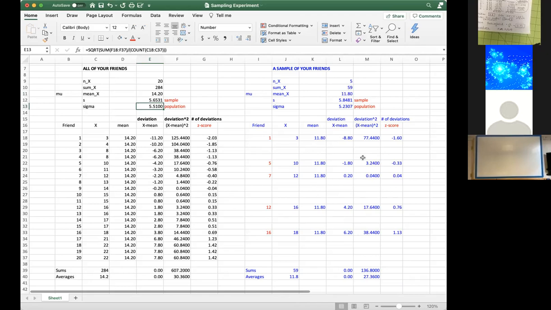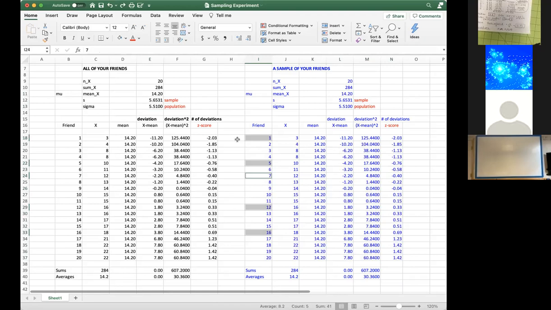But let me go backwards on my spreadsheet here. Let me put back all 20 friends. So I'm going to sample 5 friends. And what did I learn? Sometimes I was close to the real truth. Sometimes I was farther away from the real truth. Sometimes I was above the real truth. Sometimes I was below the real truth. So I wonder if I did this 5-friend experiment many, many, many times, would it be just as good as asking my 20 friends?